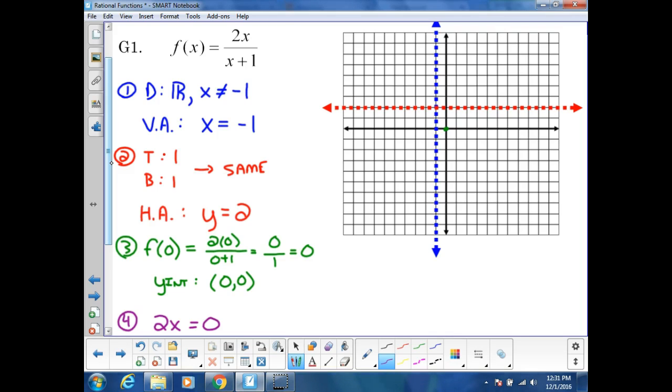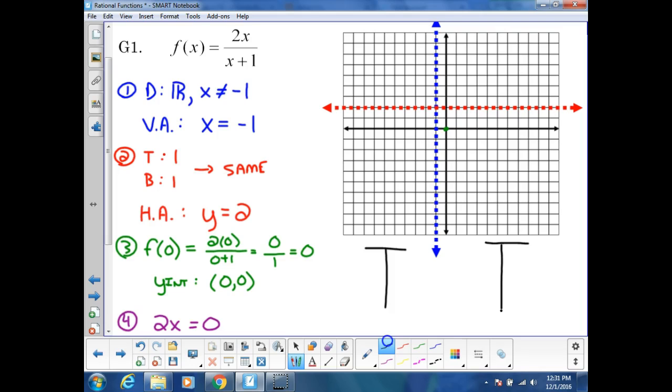Plot some more points. You're going to plot some more points. So you're going to make a T-chart for every zone. Now for me, I consider zones divided up by vertical asymptotes. So there's a zone here, and there's a zone here. My goal is to get at least 3 points in each zone.